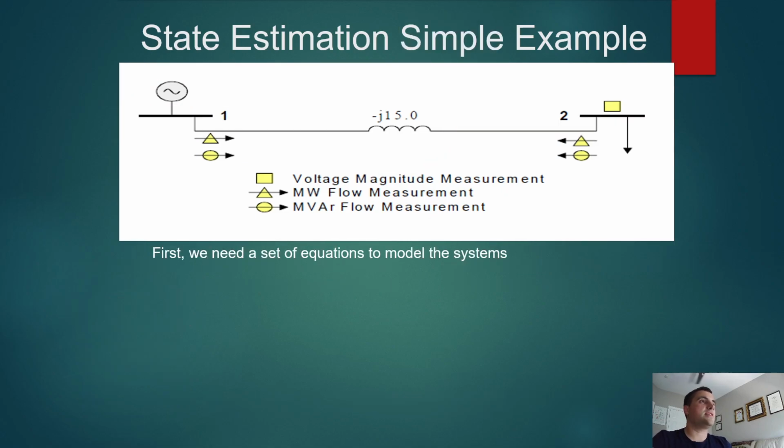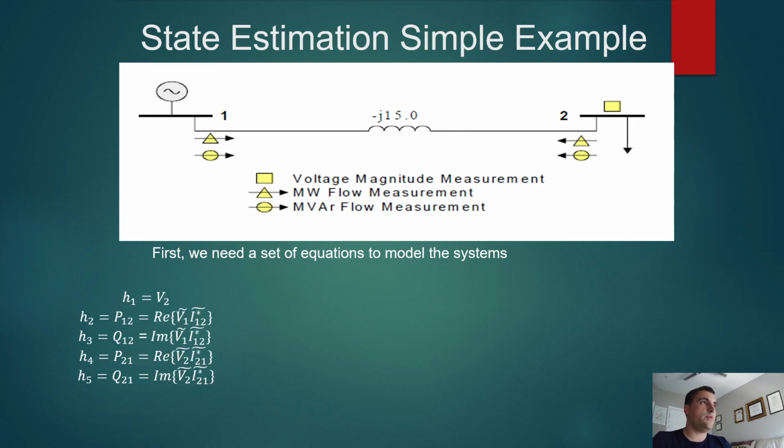First, we need a set of equations to describe the physics behind this system. We have our first z, which is equal to just the voltage. So that's h1 equals V2. It's pretty simple. For the others, we're taking the real part. So we have four power measurements: real power 1,2, reactive power 1,2, real power 2,1, reactive power 2,1, which is simply nothing more than the formula we took earlier with real and imaginary components taken respectively.